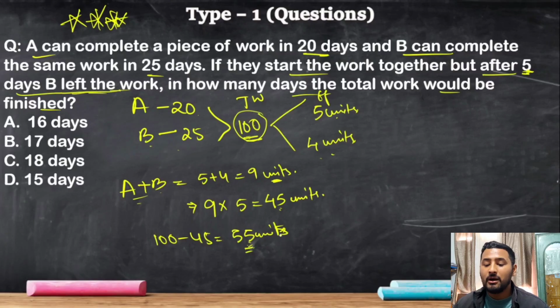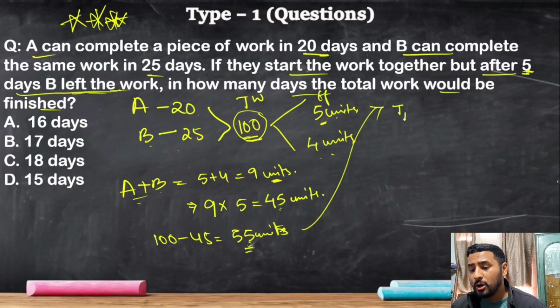That is 55. Now get the efficiency of A. This is 5, yes or no? So what should you do? How many days does A work? A has worked for how many days? This will be total work by efficiency of A. Efficiency of A is how much? 5. So how many days does A take to complete the rest of the work? It will be 11 days.